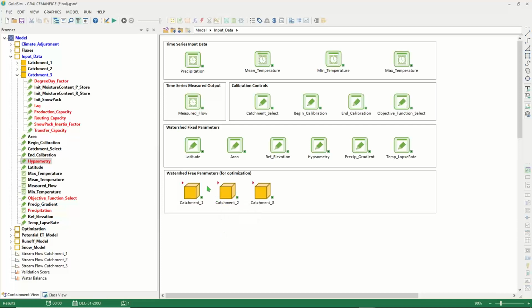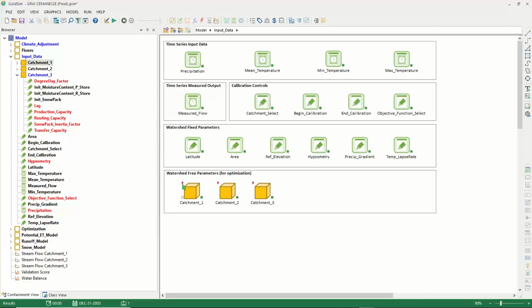And then the watershed free parameters for optimization. So I've included them in a localized container. When you get to use the optimization module in GoldSim, you could try to optimize different catchments at the same time, although I really don't recommend it because you're probably not going to reach an optimum. So you need to calibrate them separately.